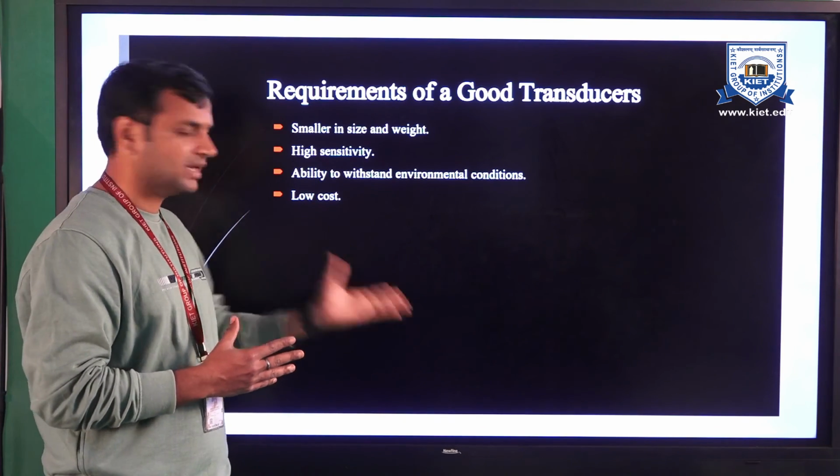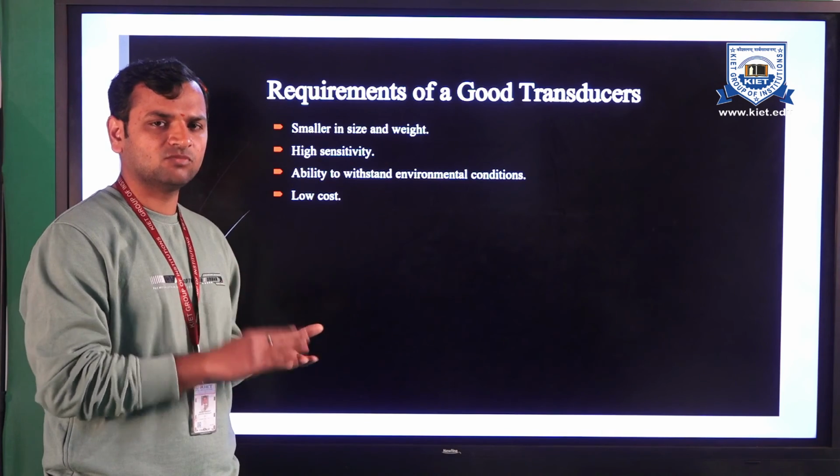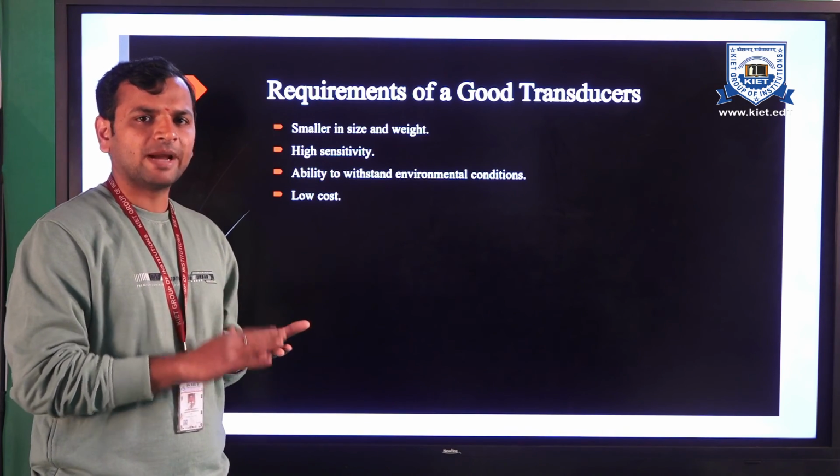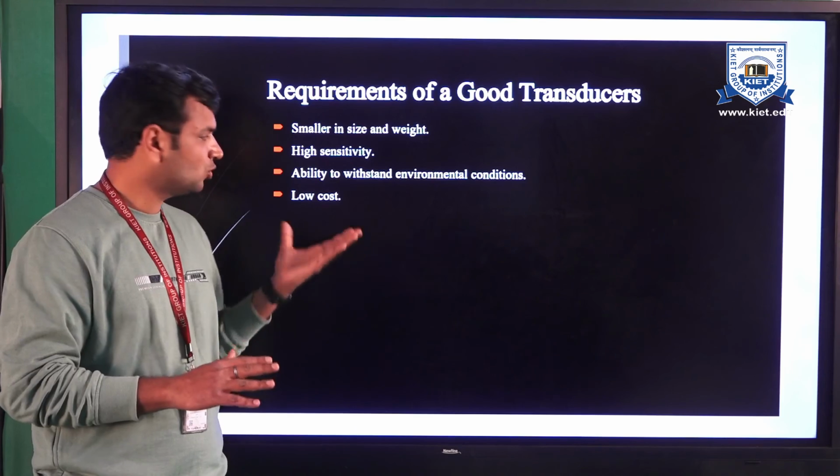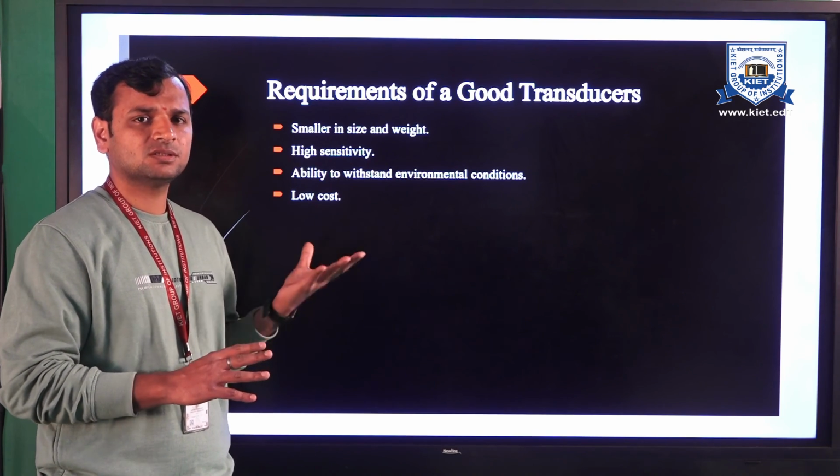Research is going on into how, with the help of the invention of the microcontroller, IoT came into the picture, so the cost of the transducers should be low.